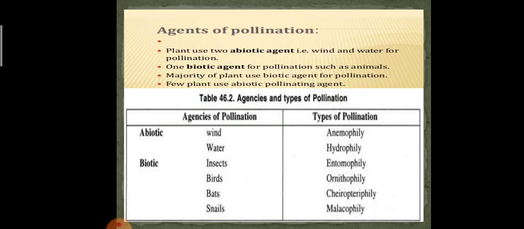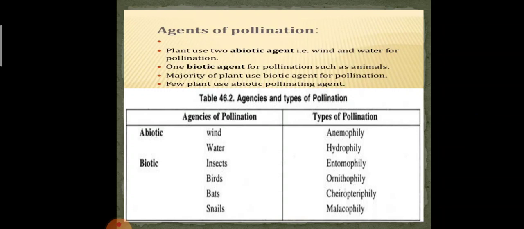After autogamy, we will discuss the second type of pollination, that is cross pollination, and it involves agents of pollination. To perform cross pollination, we require agents like abiotic agents and biotic agents. In the previous tree diagram we already observed that, but here the names are given with their types of pollination. The wind agency, that type is known as anemophily. It is also commonly called wind pollination. When the agency is water, that type of pollination is hydrophily.